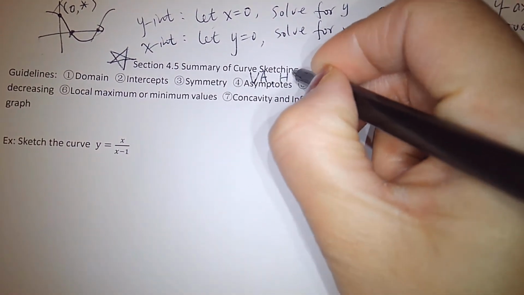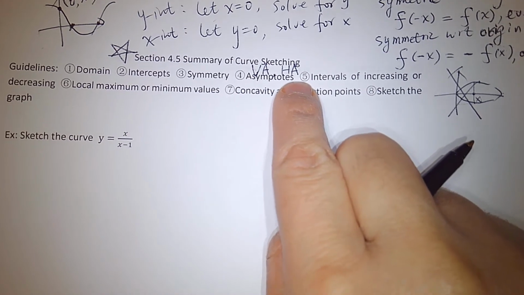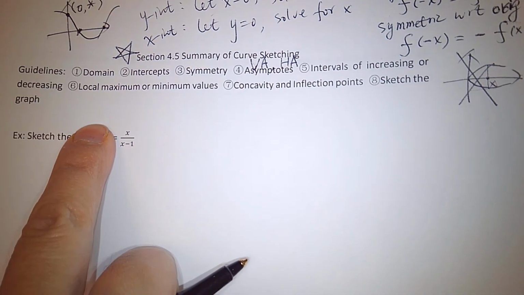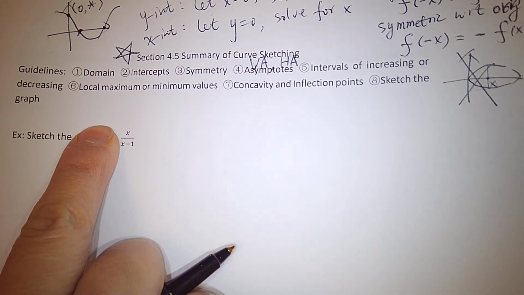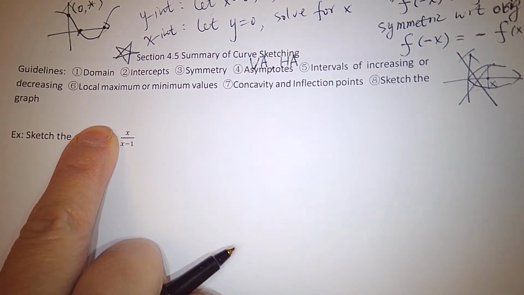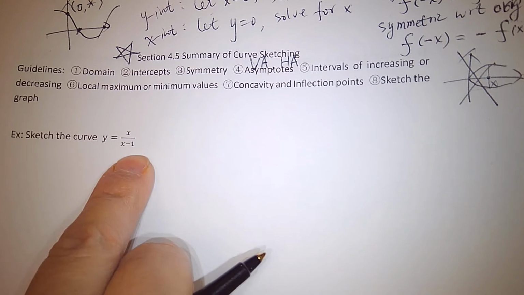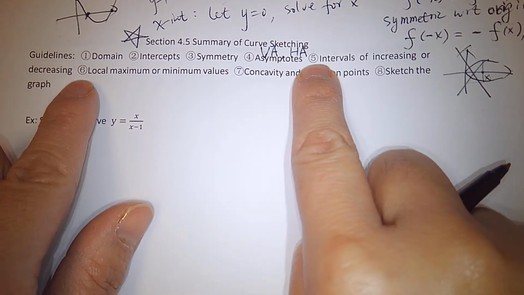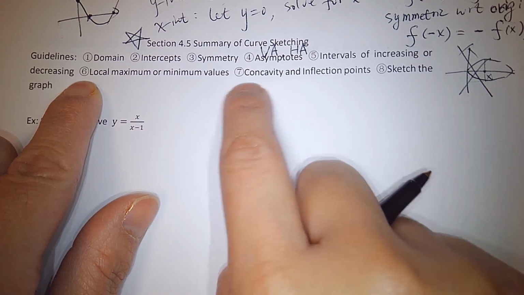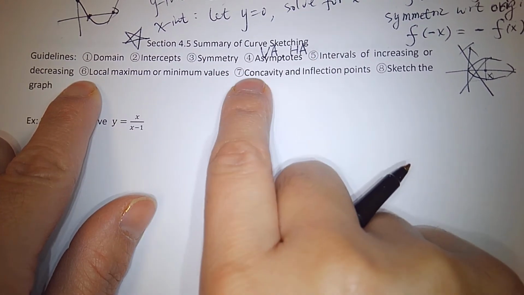How about horizontal asymptotes? How to find horizontal asymptotes? Let x go to infinity or x go to negative infinity, and find the limit of the function. It gives us the horizontal asymptote. Okay, I'll show you in detail later, okay. Alright, steps 5, 6 and 7. We are more familiar with these 3 steps.